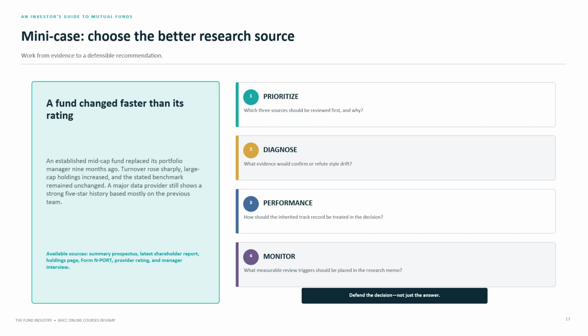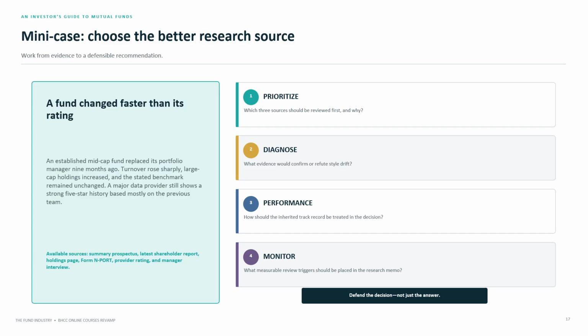Now apply the process. A mid-cap fund replaced its portfolio manager 9 months ago. Turnover rose, large cap exposure increased, and the benchmark did not change. The data provider still displays a strong 5-star history, mostly earned by the previous team. Pause the video and choose the 3 sources you would review first. When you resume, here is one defensible approach.